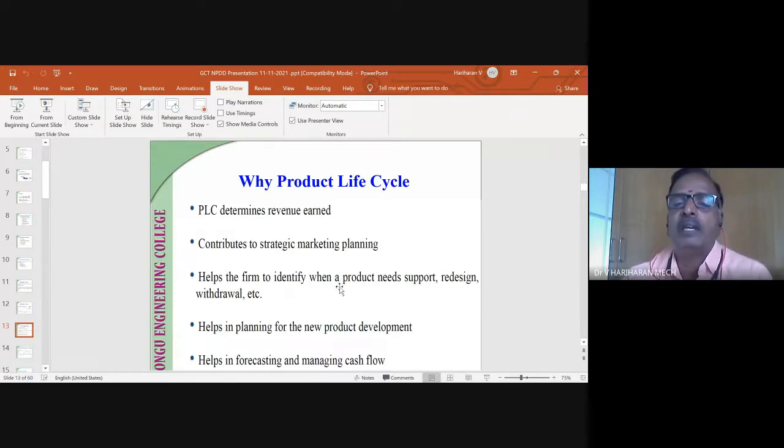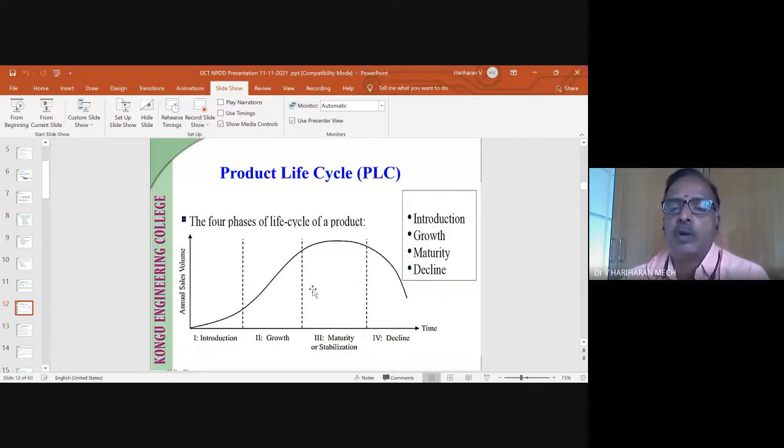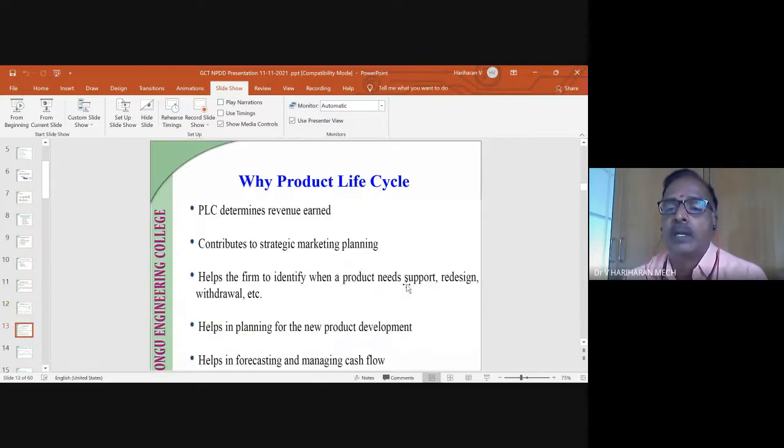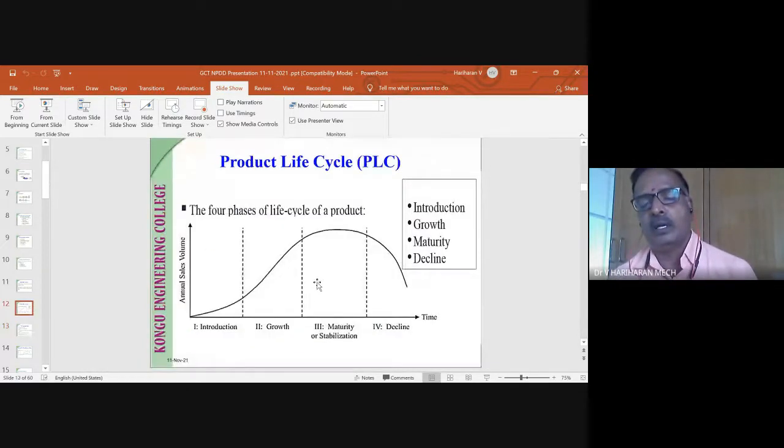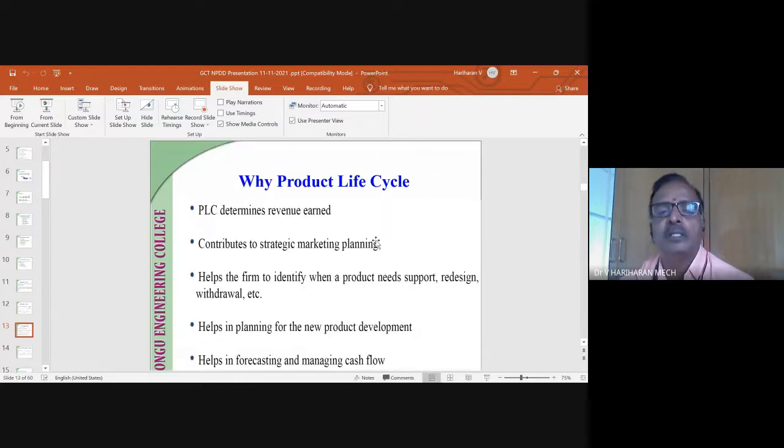It helps the firm to identify when the products need support. In these 4 phases, when the product needs support, when you want to give more attention for development, and redesign, where redesign is required, and where you have to withdraw your products. Sometimes more competitive people are coming to introduce their product. At that time, sometimes your product will not be sold even a single piece for 1 month. In that case, you can withdraw that component. That is called withdrawal.